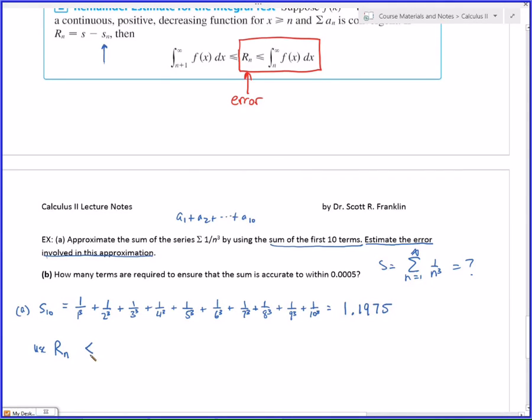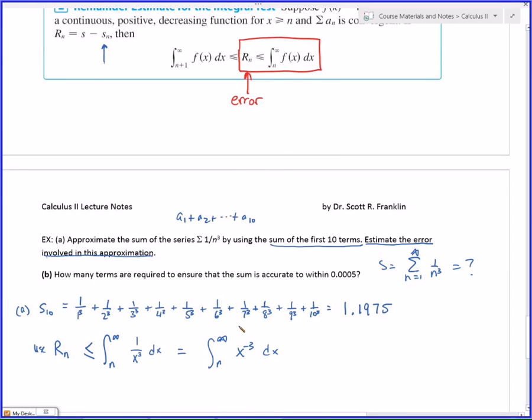I'm going to use the fact that R sub n is less than or equal to this formula up here. The integral from n to infinity of f of x. What's my f of x in this case? It's 1 over n cubed, but I'm going to use the variable x because I'm talking functions now. So 1 over x cubed dx, or the integral from n to infinity of x to the minus 3 dx.